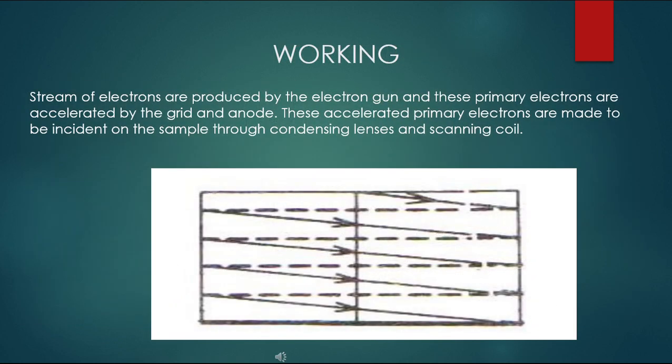Working of SEM. A stream of electrons is produced by the electron gun, and these primary electrons are accelerated by the grid and the anode. These accelerated primary electrons are made to be incident on the sample through condensing lenses and scanning coil.